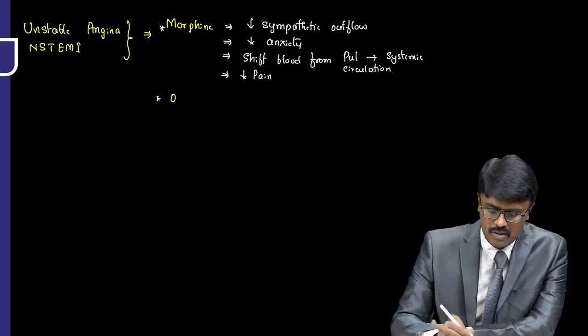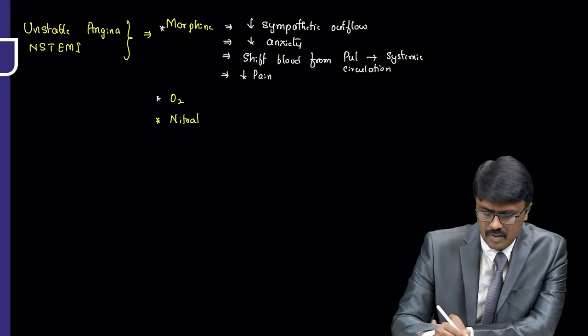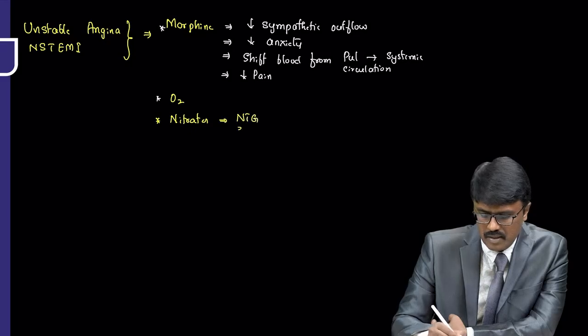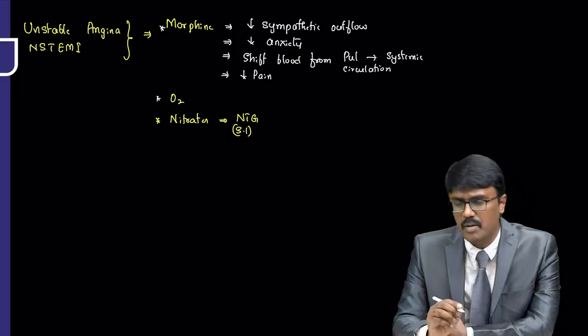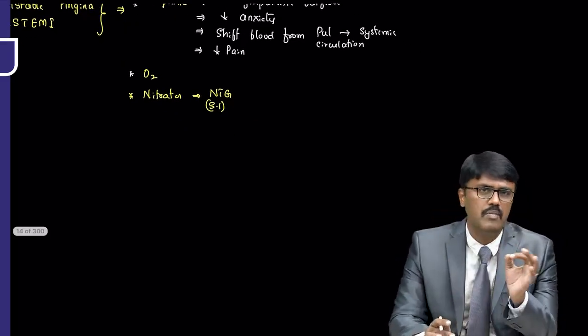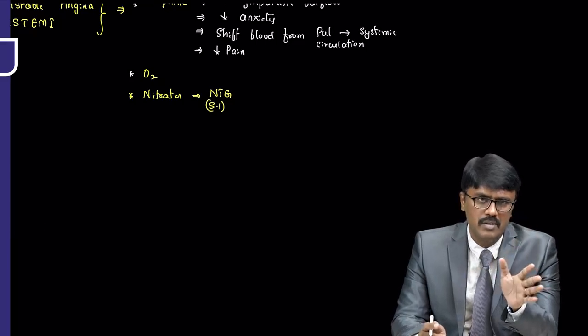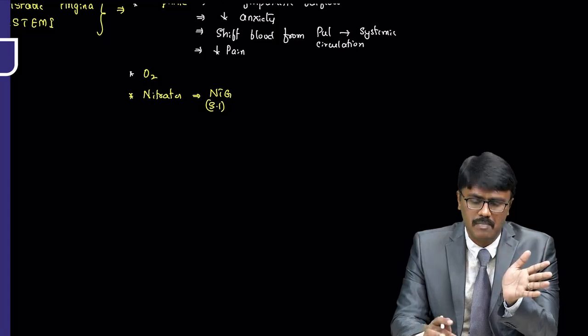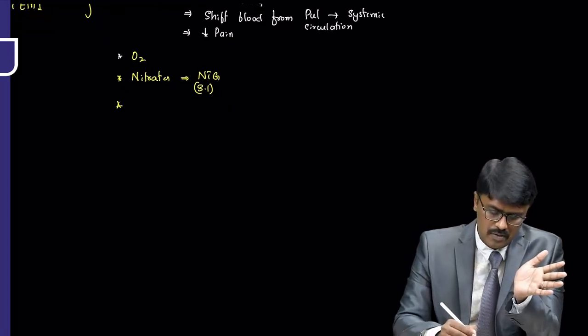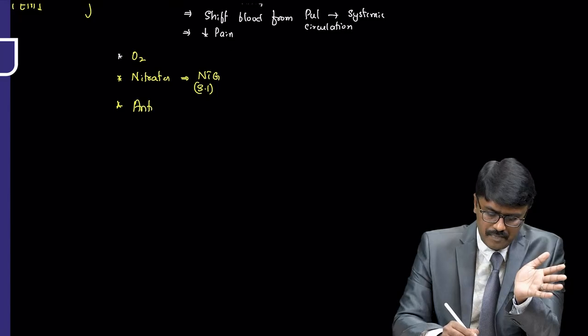Second, you have to give oxygen, and then nitrates. Usually what we give is nitroglycerin, that is sublingual. Now remember, when you are using nitrate, a very very important point: if a patient has hypotension, never use nitrates because they themselves cause hypotension. Then we use antiplatelet therapy.